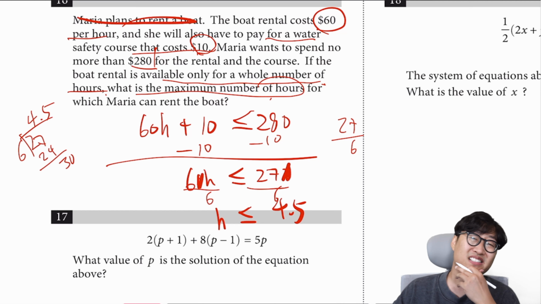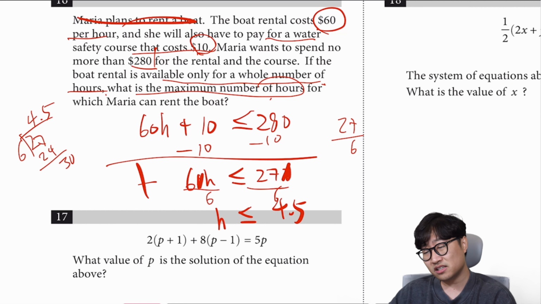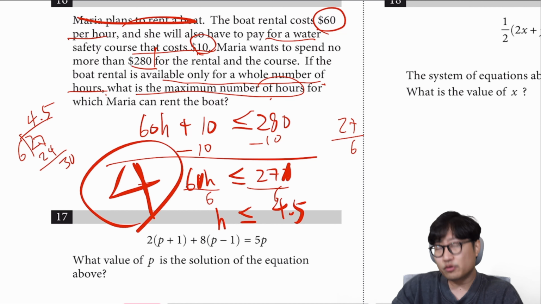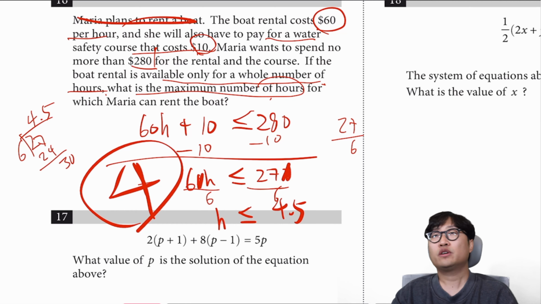But even if you didn't see that, 6 times 4 is 24. 6 times 5 is 30. So 27 is in between that. So it's going to be 4 point something. The point is, she can only rent it for the whole number of hours. So if it's got to be less than 4.5, the maximum you could do is going to be 4 hours. It really doesn't matter. I mean, it could have been 4.792, 4.918. It's going to be 4, because you got to be less than that, right?